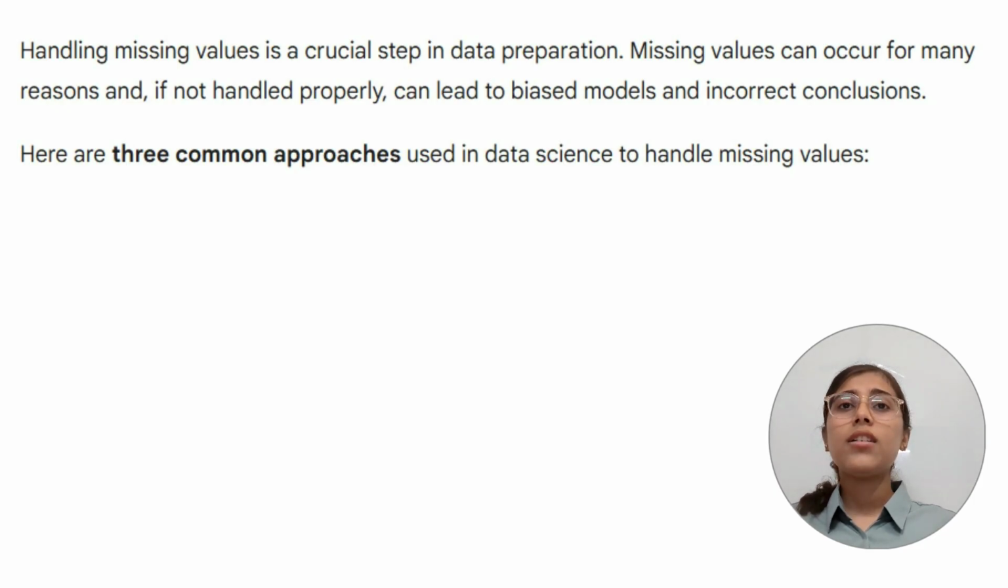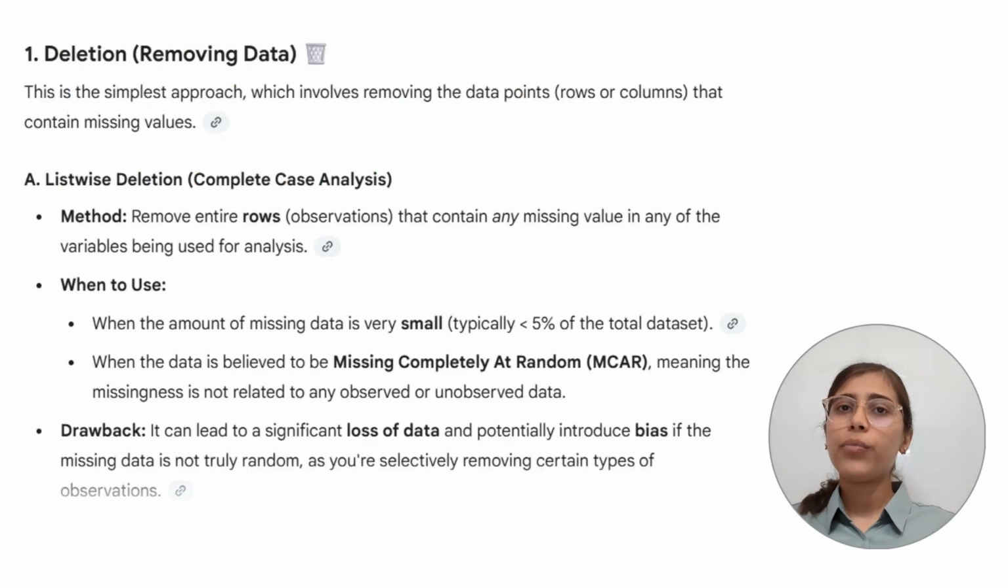So here are the three common approaches used in data science to handle missing values. Now, first is deletion, which is removing data. This is the simplest approach, which involves removing the data points, rows, or columns that contain missing values. A. List-wise deletion. Complete case analysis method removes entire rows or observations that contain any missing value in any of the variables being used for analysis.